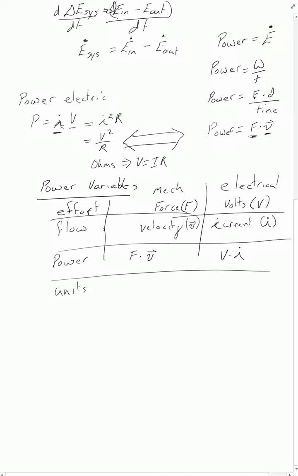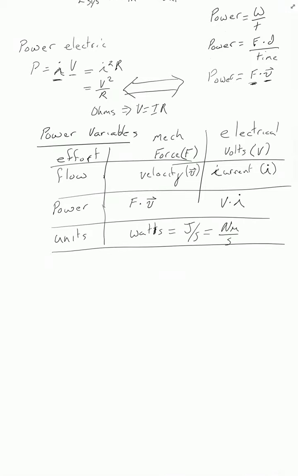The units of power are going to be watts, which is a joule per second, which is also equal to a Newton meter per second for both systems. Now I'm going to introduce some other things. In the mechanical domain, we have inertia. An inertia term is going to be mass, and the units are going to be kilograms here.